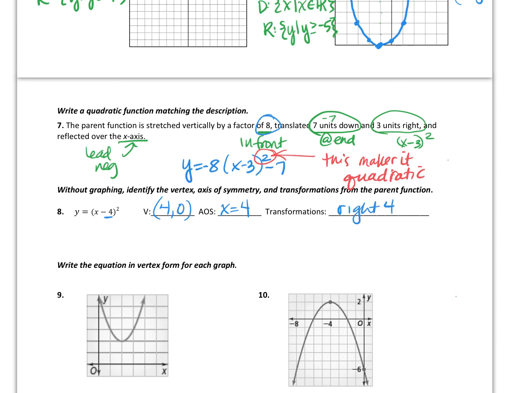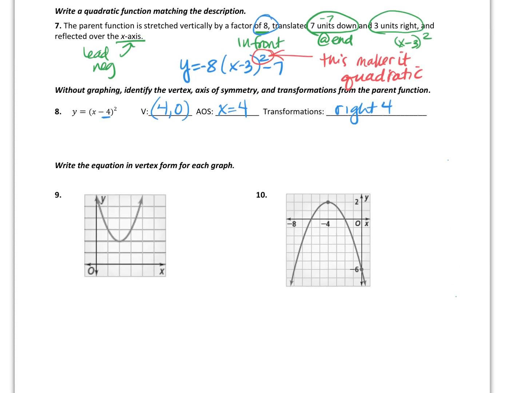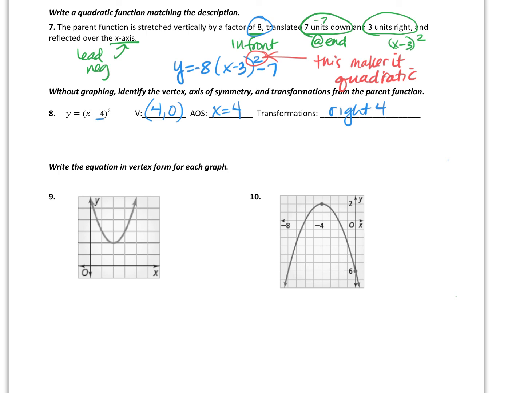All right, this last one is looking at these graphs and writing the quadratic equation that goes with it, okay? So let's look at this. Let's analyze this. So here's our vertex. So what is it? Over 2, up 2? So at 2, 2 is my vertex. So I know I'm going to have x minus 2 squared plus 2.